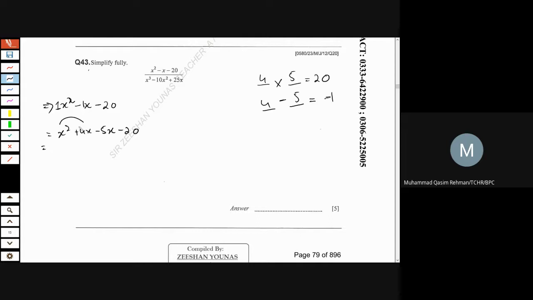Okay, now common from the first two, common from the last two, and then x plus 4 is a common factor in both terms, and I'm left with x minus 5. Okay, now talking about the denominator, which is x cubed minus 10x squared plus 25x.